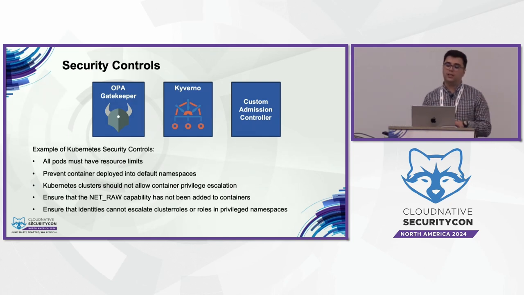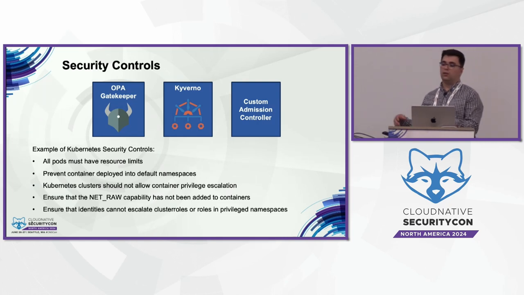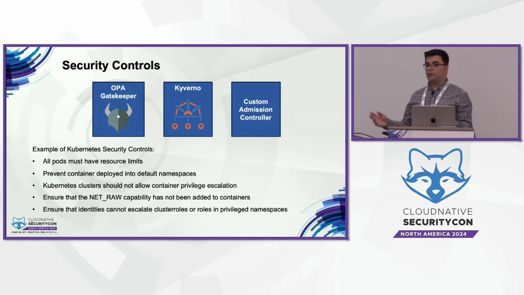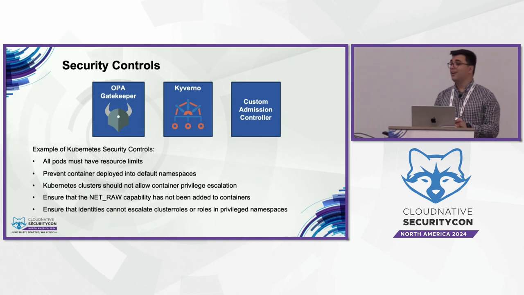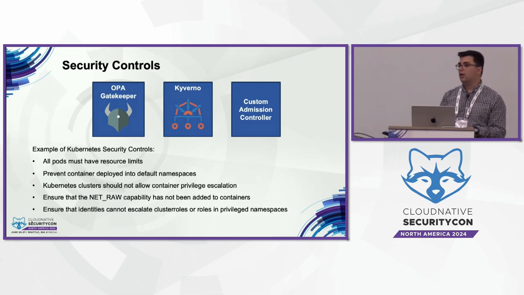Maybe you want to enforce a resource limit. And you have multiple choices to do that. You can leverage OPA Gatekeeper. A lot of organizations are doing that. Or you can leverage a competitor, in this case, Kyverno. Or if you have time and a security team, you can create your own admission controller. That is also another option. I put some examples of Kubernetes security control, but that is only a few examples. If you have any question about that, let me know.